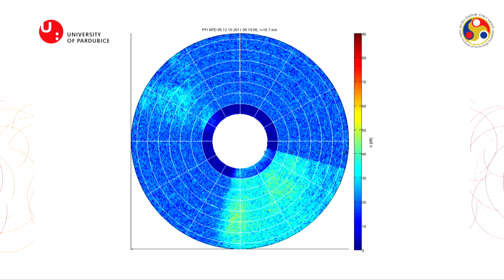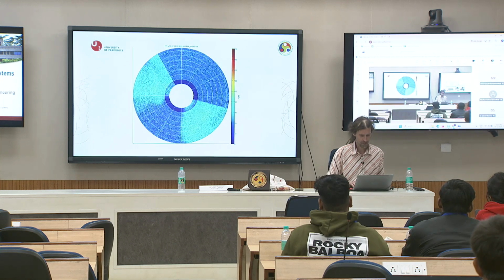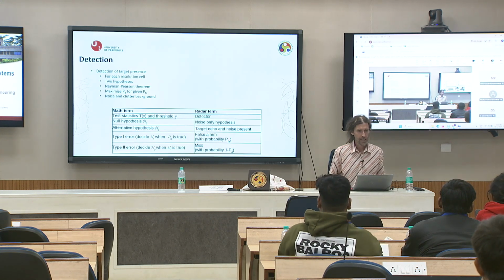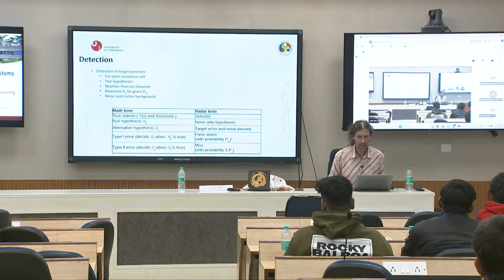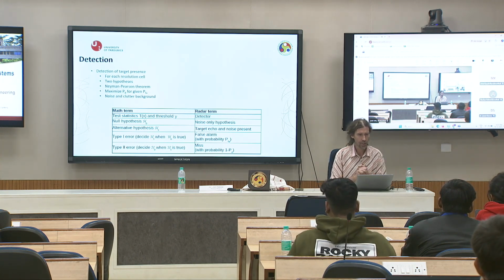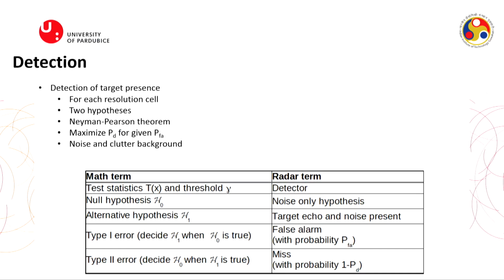And this is real data from radar. I can't tell from which one, but it is from radar. Okay, then the next step in radar signal processing is detection. Detection is evaluation of target's presence in a resolution cell. Is the target there or is it not there?